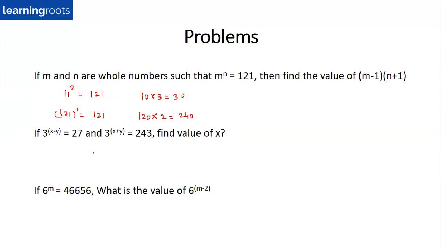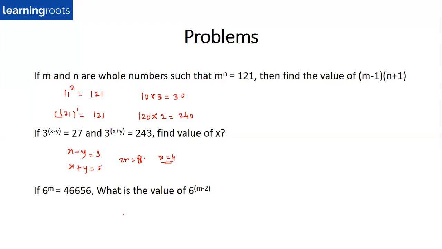Coming to the second question, which was pretty straightforward. You know 3 cube is 27 and 3 raised to x plus y is 243. So x plus y is 5 because it is 81 into 3. So x minus y is equal to 3 and x plus y is equal to 5. You're supposed to find x, so we'll eliminate y. 2x is equal to 8, and that gives you x as 4.